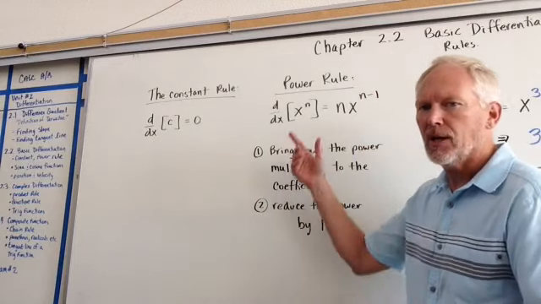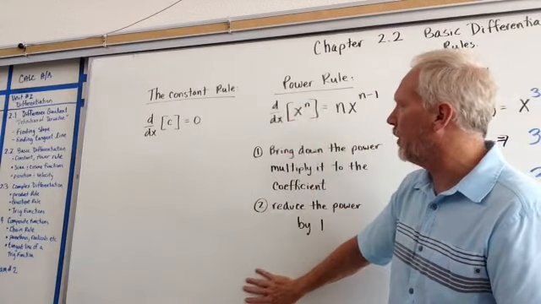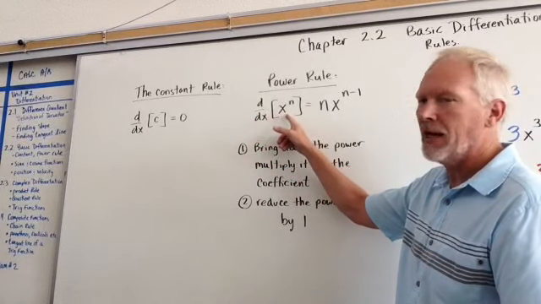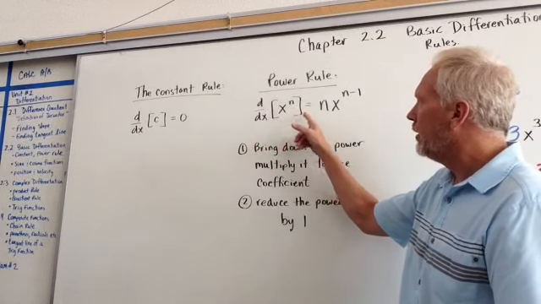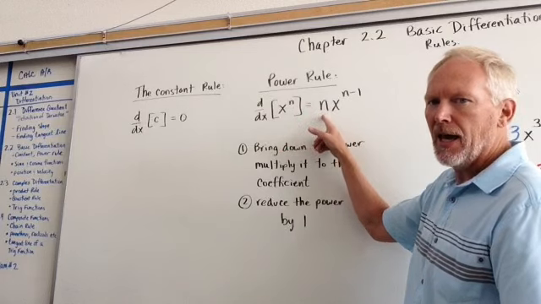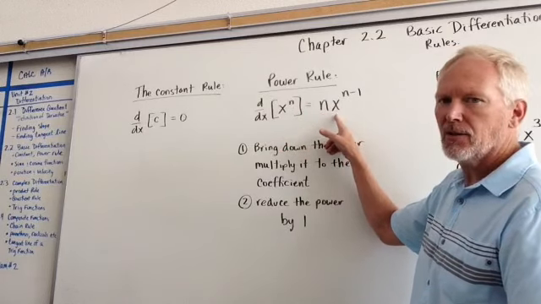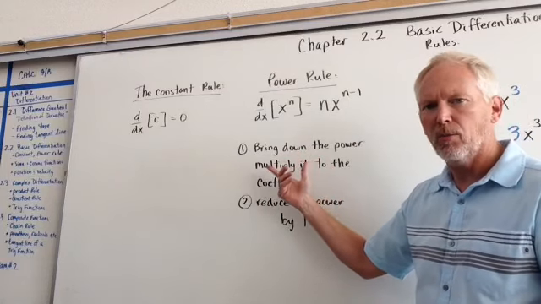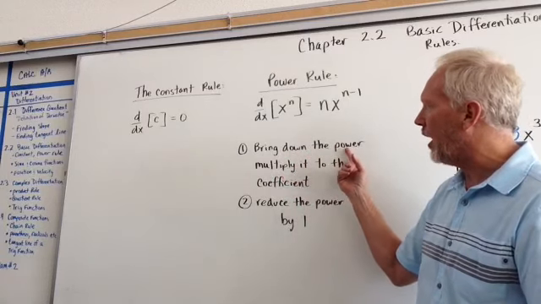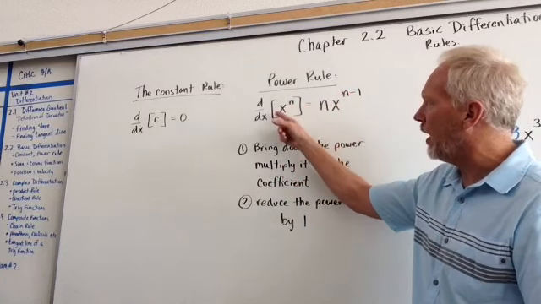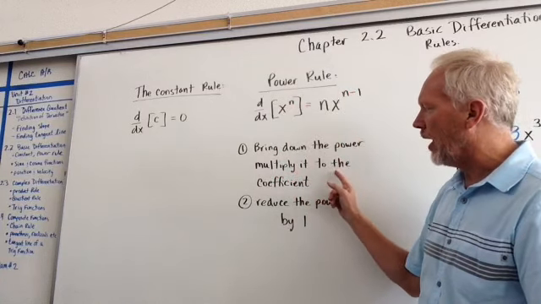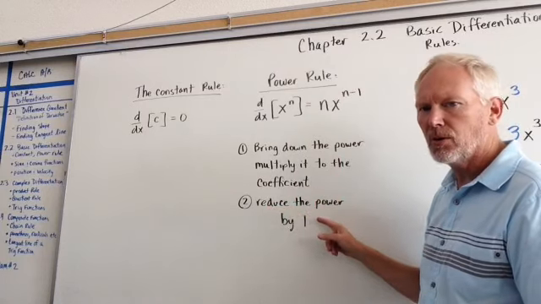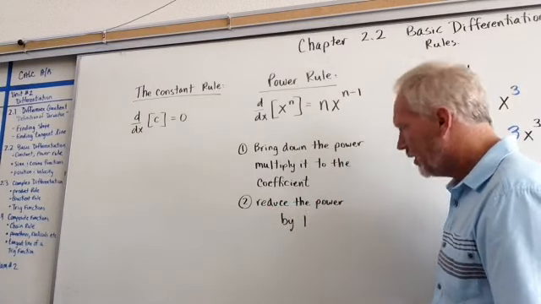All right, so the next one is the power rule. The power rule basically states that the derivative with respect to x of any x to the nth power will yield n times x to the n minus 1. What it means is you bring down the power of n and multiply it to the coefficient. Then reduce the power by 1.